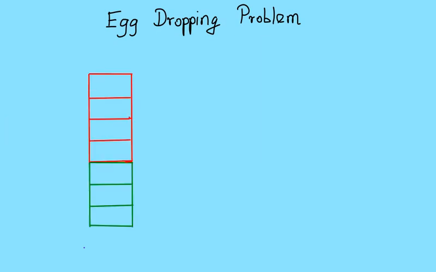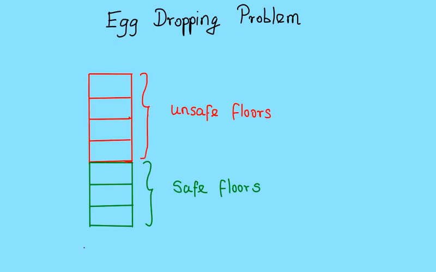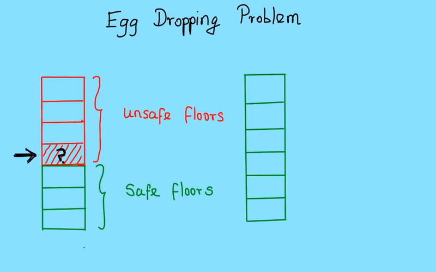We have the situation like this. These floors at the bottom are safe and all the other floors are unsafe. Our objective is to find the first unsafe floor. Note that it can be the case that all the floors are safe. In that case, we have to tell that the unsafe floors do not exist. If unsafe floors exist, then we have to tell the floor number of the first unsafe floor.